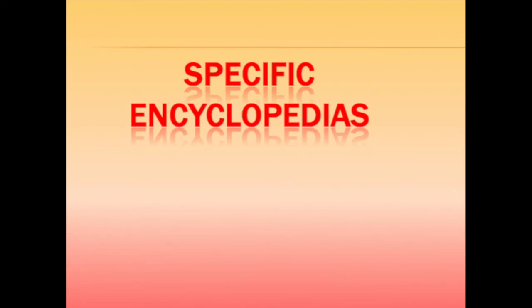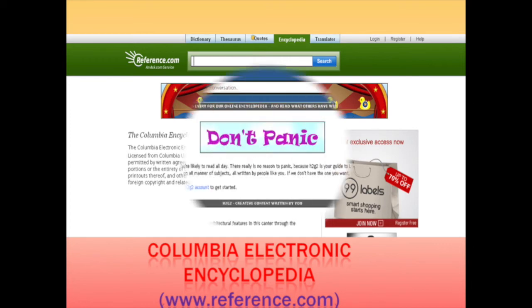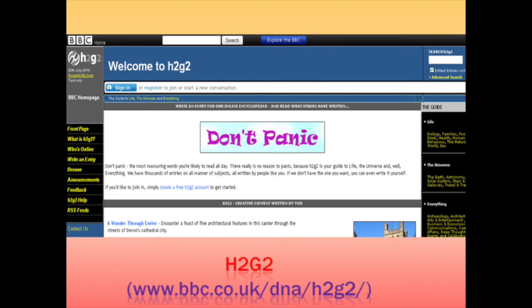Now we will see some specific encyclopedias. Columbia Electronic Encyclopedia, reference.com. More than 20,000 articles included. H2G2, a continually expanding collection of information about life, the universe, and everything, created by contributors. Some interesting, some strange, some very informative, also called the Hitchhiker's Guide to the Galaxy.